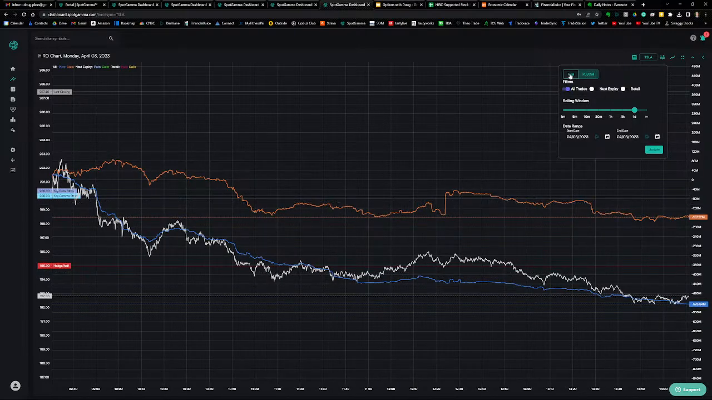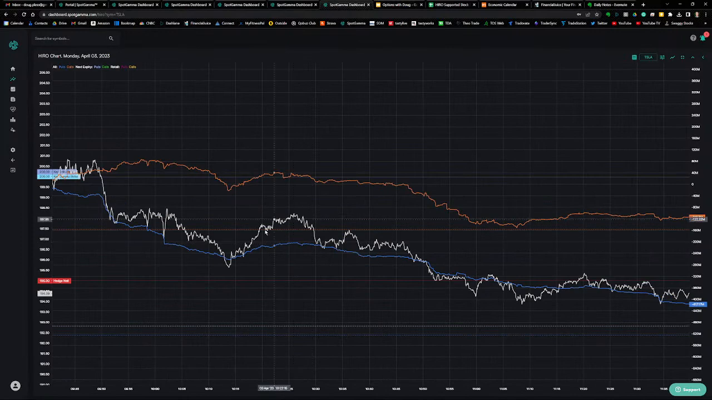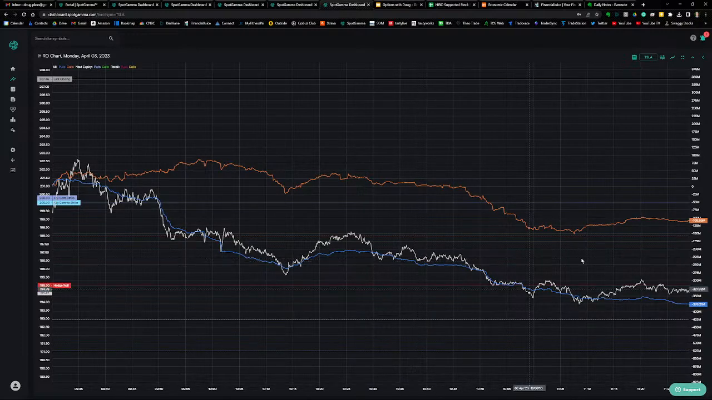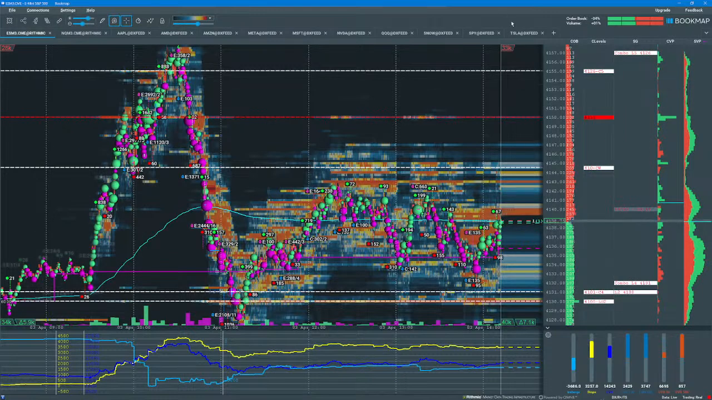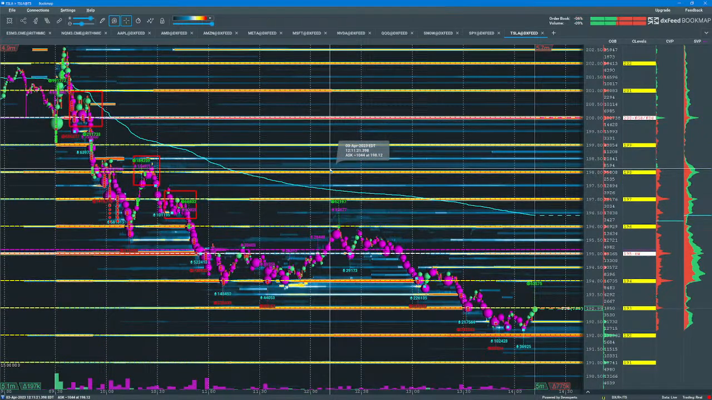Let's zoom in on the earlier part of the session here. And you can clearly see the strong correspondence between the put buyers and price action. Let's go take a look at Bookmap. Tesla. And order flow is definitely bearish here after the first few minutes. I'm going to zoom in.